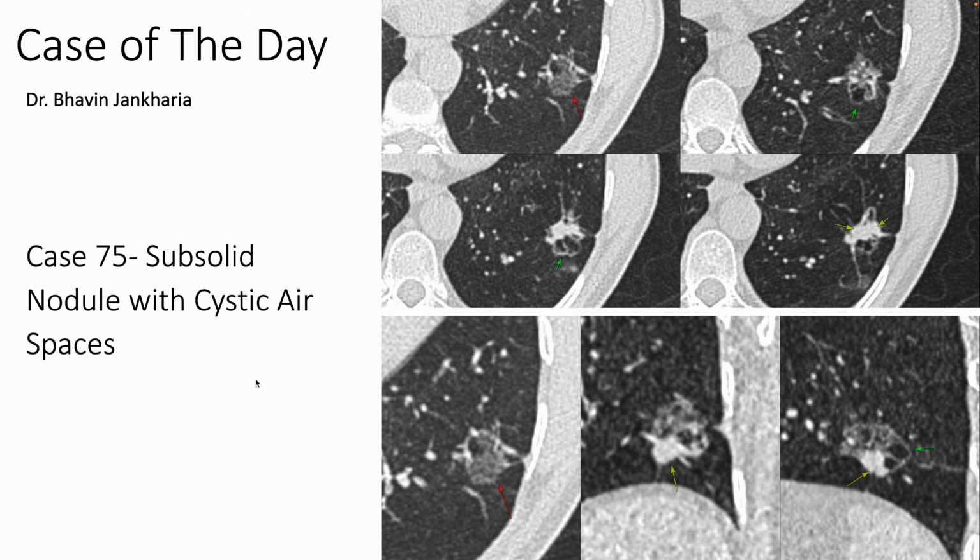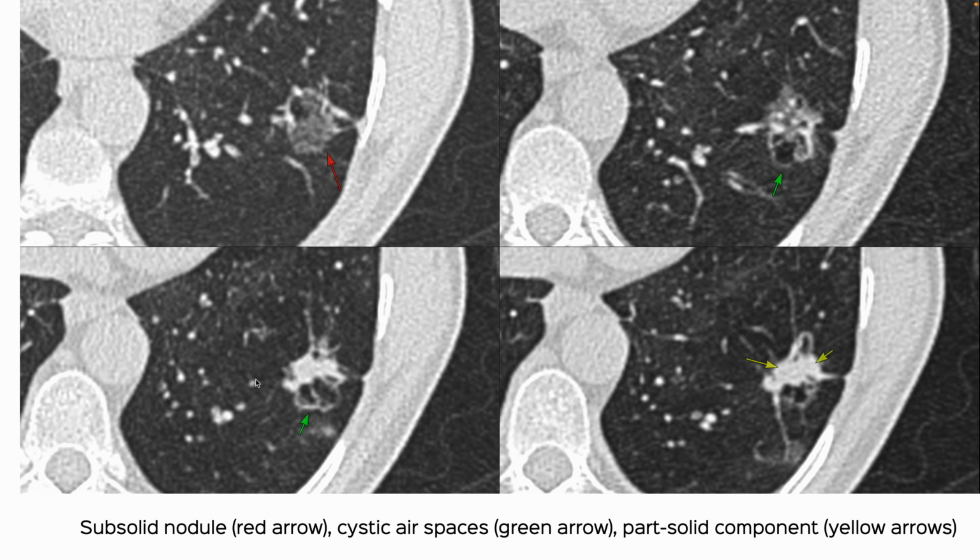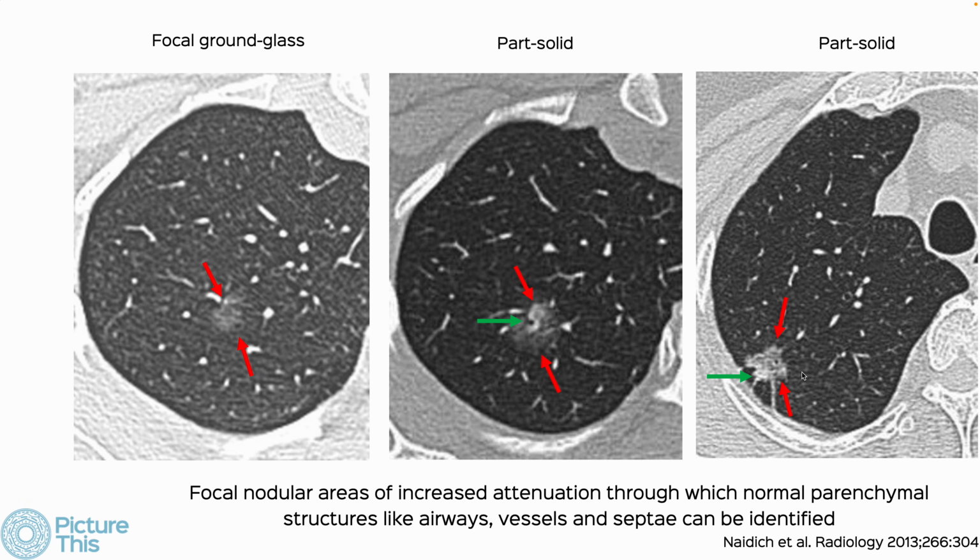And today's topic is titled Subsolid Nodule with Cystic Air Spaces. So this is a 65-year-old who went for a calcium score CT. They found an incidental nodule, and then a PET CT was done. These are the lung window images from the PET CT, and the red arrows are the subsolid component. You have the green arrow showing the cystic air spaces, and you have the yellow arrow showing the solid component, or what we would call the part solid component.